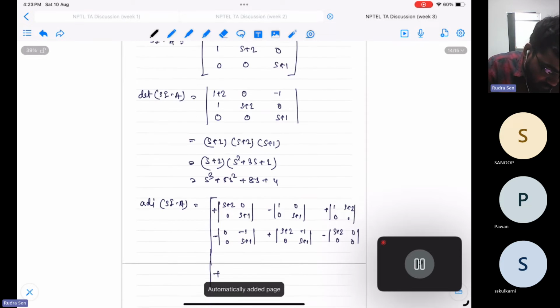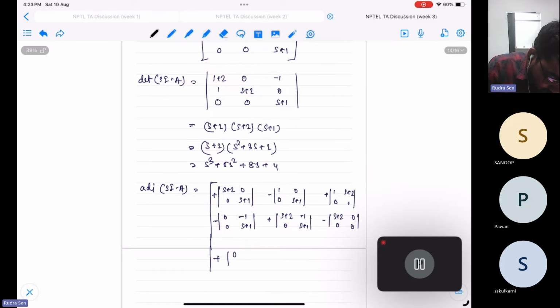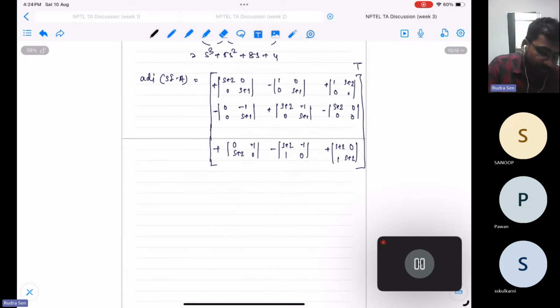plus, it's 0, minus 1, s plus 2, 0, minus s plus 2, minus 1, 0, s plus 1, right? No, sorry. This is not right. This is 1, 0, and the last term is s plus 2, 0, 1, s plus 2. And I have to take the transpose of this whole term.